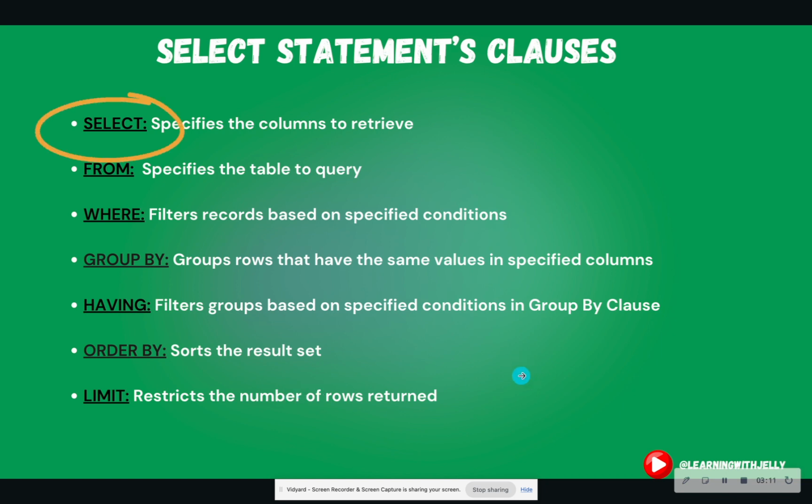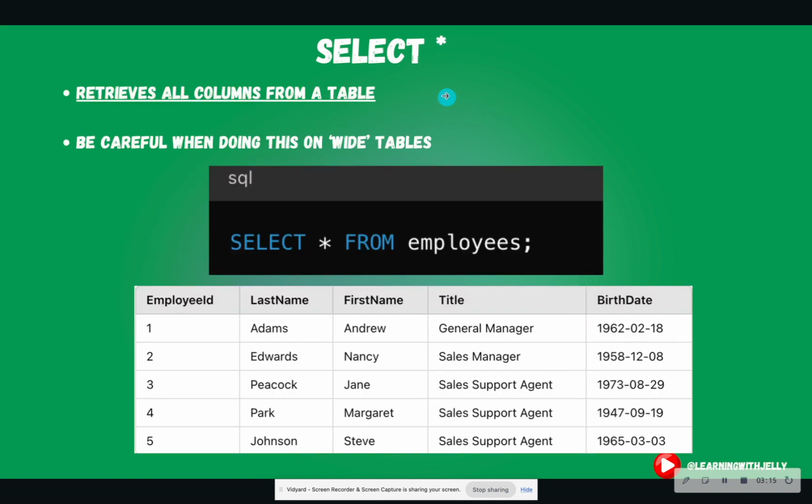So now let's focus on the select clause of the select statement. So you can have select asterisk or select star. A lot of people call it select star. And this is used to retrieve all columns from a specific table. Now, be careful when doing this because if you have a really wide table, let's say of hundreds, if not thousands of columns, yes, that does exist, then it's going to take your computer a long time selecting everything. So make sure that you are mindful of this.